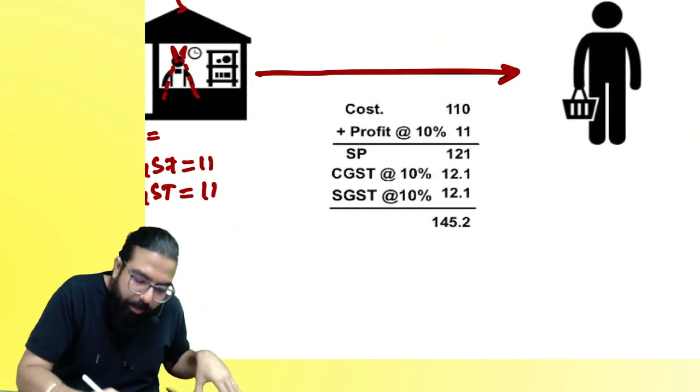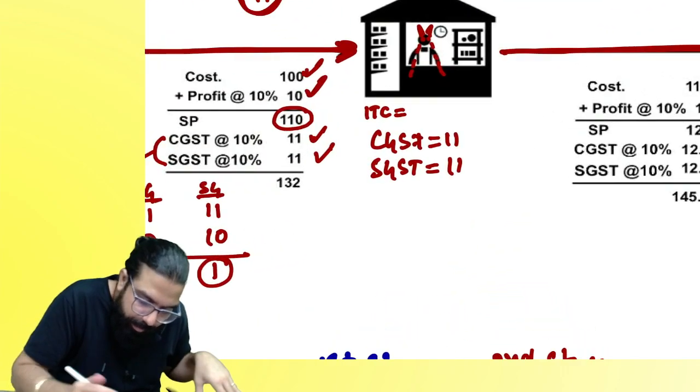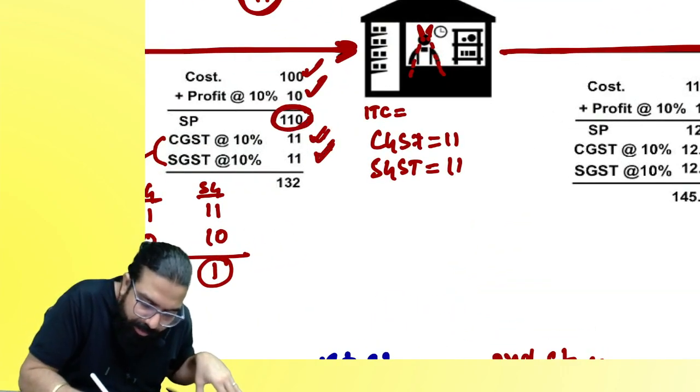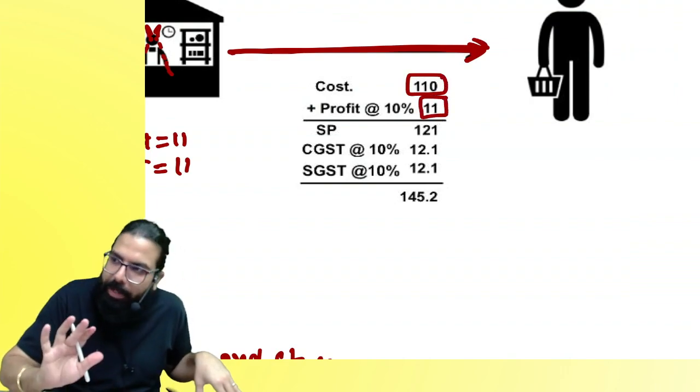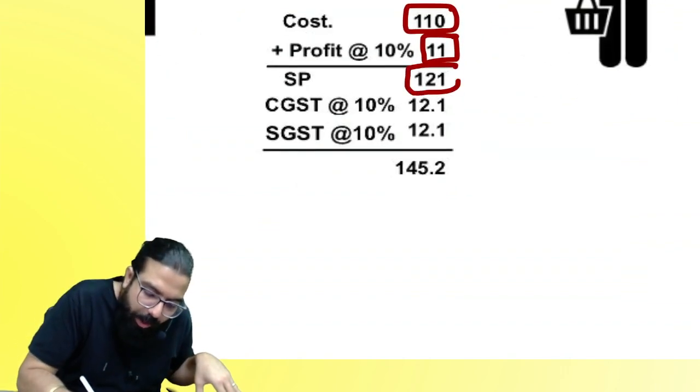Now tell me one thing. When he sold, what is his cost? When he got the 11 and 11 credit, what is his cost? 110. He made a profit, supposedly 10%. I'm taking 10%. He sold at 121.